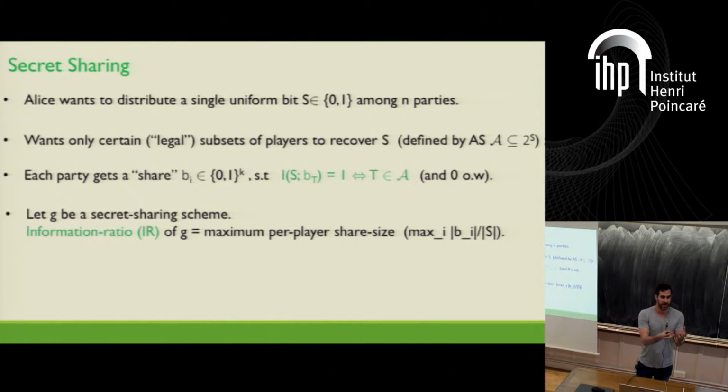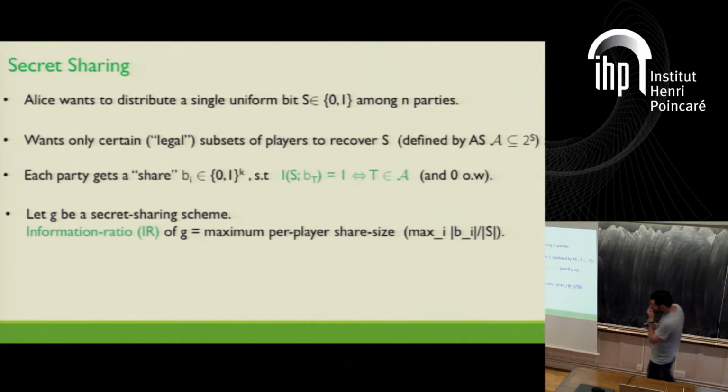So I pick my favorite family of subsets of legal players that I want to be able to infer the secret. And the question is what is the share size? What is the information ratio of this scheme? Which is basically the ratio between the share size I distribute to a player and the secret. In our case, mostly we'll talk about a 1-bit secret, so it's just the maximum per-player share. Does it make sense?